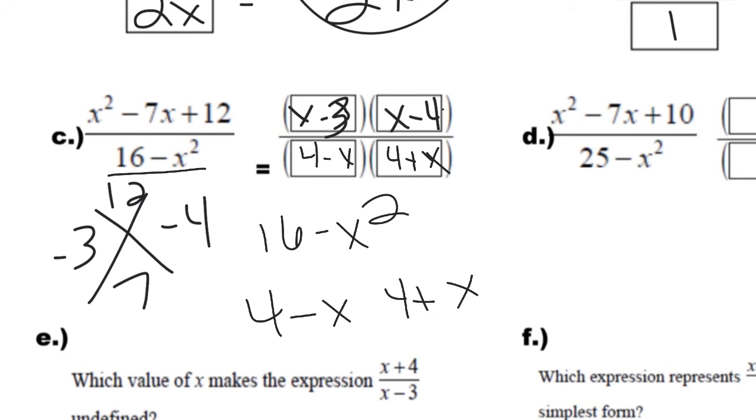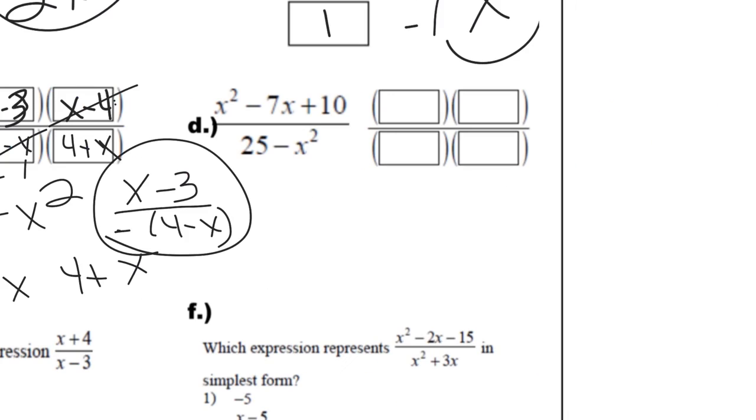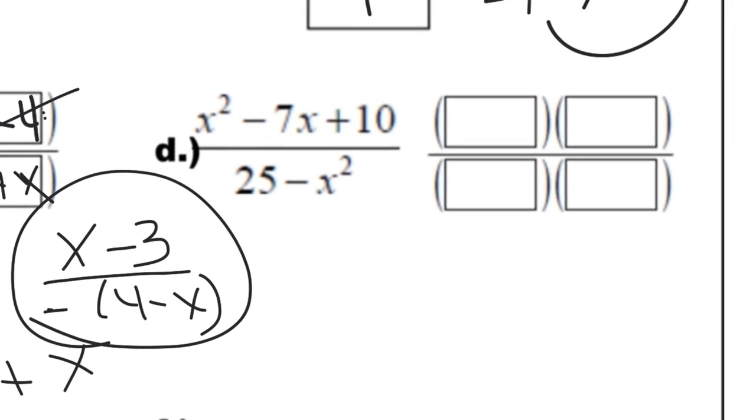Now since these are the same but in different order, I can cancel these, but I get a negative 1 out in front. So this simplifies to x minus 3 over negative 4 minus x. All right, let's look at D.